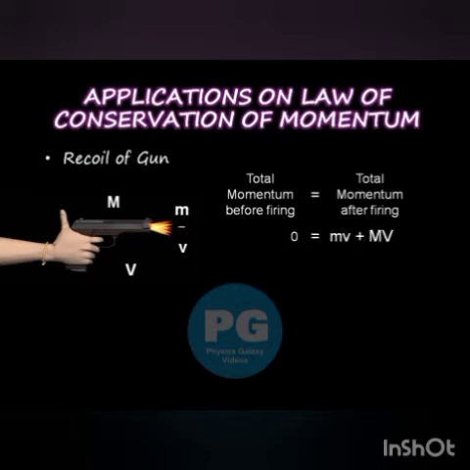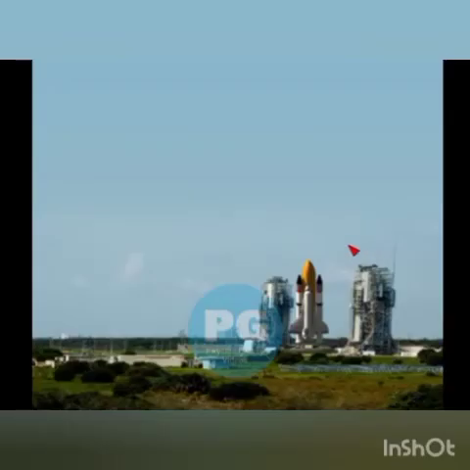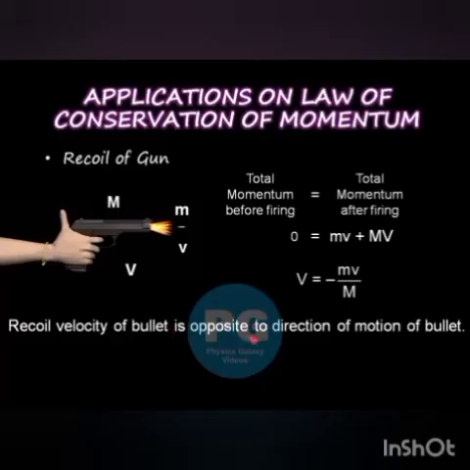Now, the initial momentum of the system is 0 because initially the gun and the bullet were both at rest. Talking about the final momentum of the system after firing, it is equal to the momentum of the bullet plus the momentum of the gun, that is, small mv plus capital MV. Now if we rearrange the equation, we get the recoil velocity of the gun as minus mv upon capital M. Here the negative sign shows that the direction of recoil of the gun is opposite to the direction of velocity of the bullet.